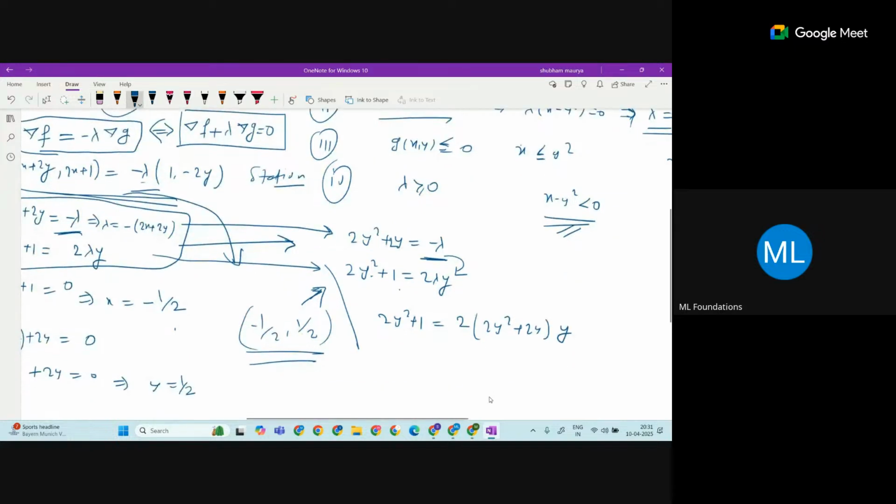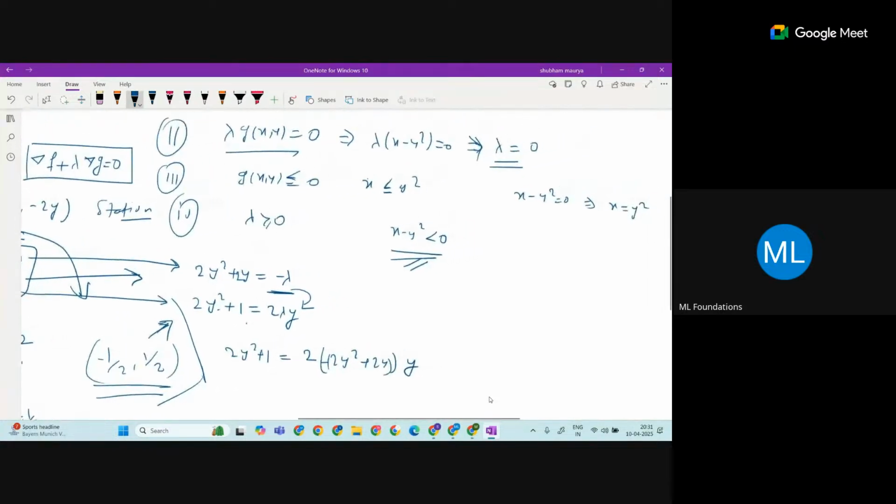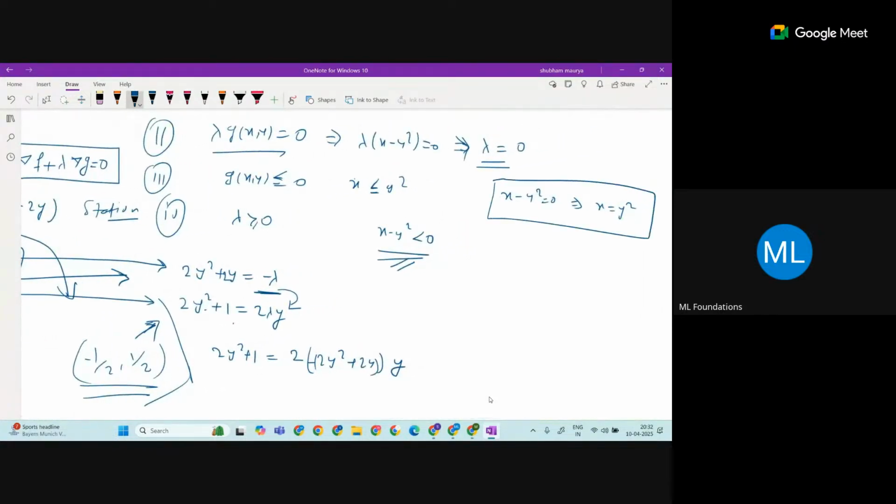Oh, this is now cubic. Negative sign is there. Y is equal to 1 by 2, we will not use, because we are dealing with only this case now. We already dealt with the strictly less than case, and we got the points 1, minus 1, minus 1 by 2 and 1 by 2. Now we are dealing with the equality case.